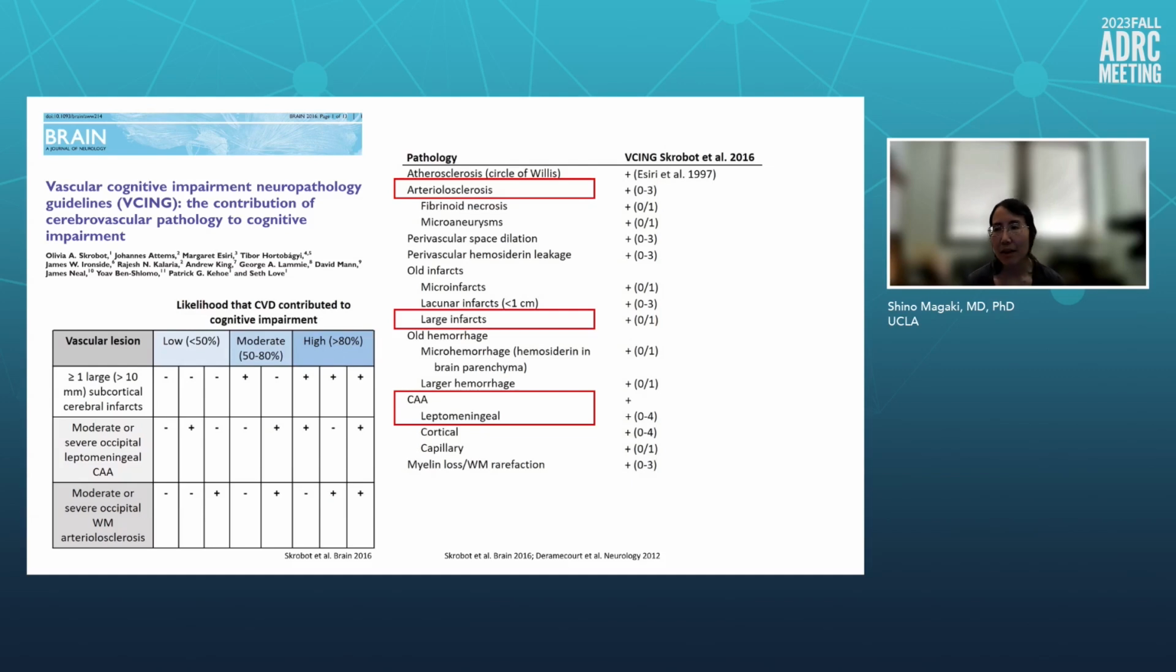One limitation, though, that's mentioned is that the cohort was composed of 100% Caucasians. So they mentioned that there definitely needs to be independent validation in a more diverse cohort.